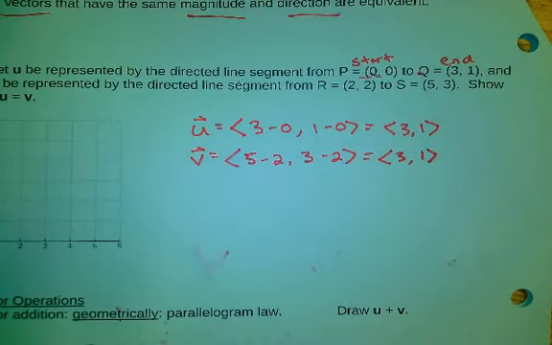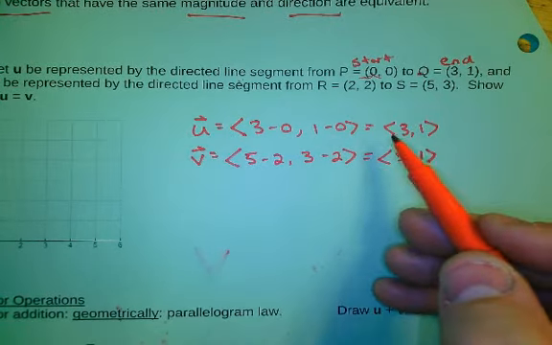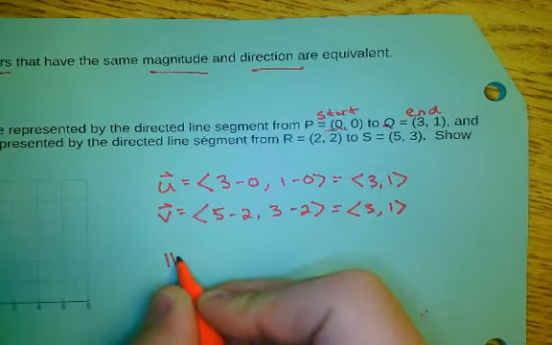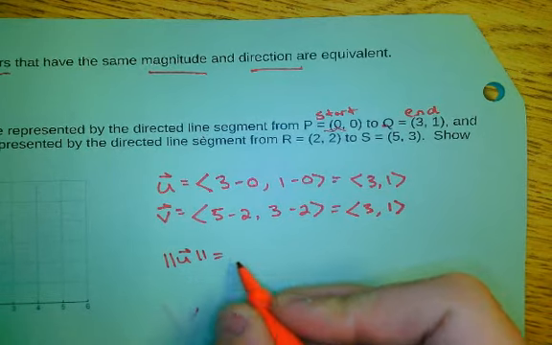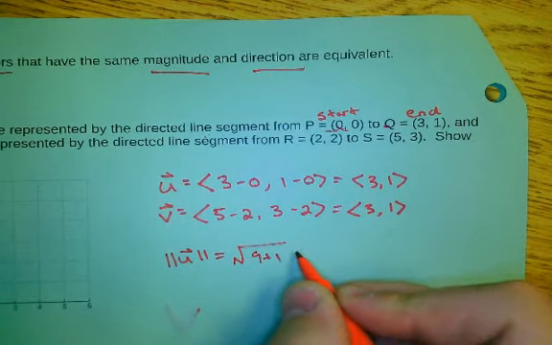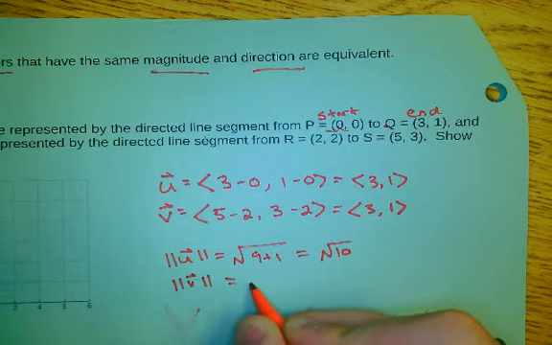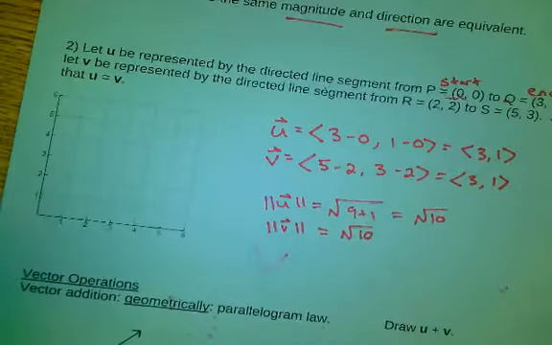I don't even need to find the magnitude there. I don't have to. I mean, because you can just look at it and see these are exactly the same thing. Are they not? Hey, what is the magnitude of U if I asked you that? 9 plus 1, root 10. What is the magnitude of V if I asked you that? Yeah, root 10, same thing. Okay.